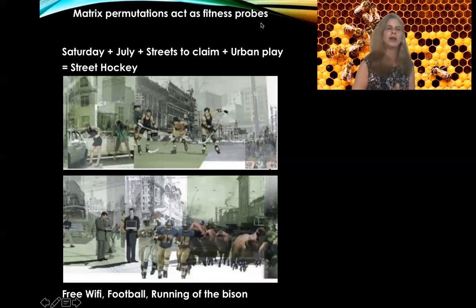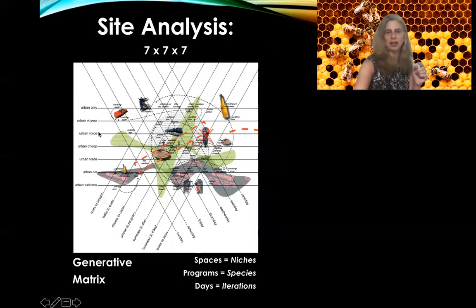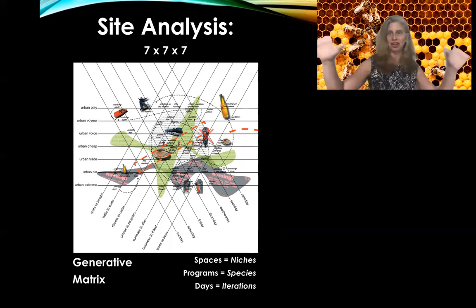So what's a Saturday in July, streets to claim, and urban play? Maybe that's street hockey, right? Maybe that's something we're going to populate it with. In the same way, this becomes a kind of differential machine, because each one of these intersections, urban voice with walls to scale, on a Tuesday, right? What does that provoke in you? What could be walls to scale and urban voice? Maybe that's a street projection, projecting a movie on a screen, or live Instagram feeds, or art that's being projected.